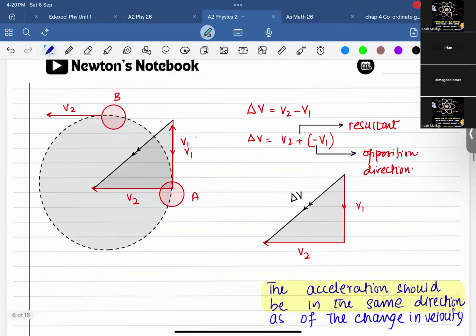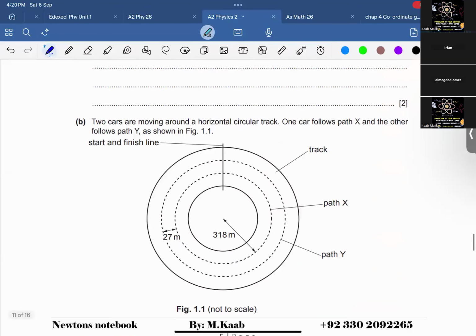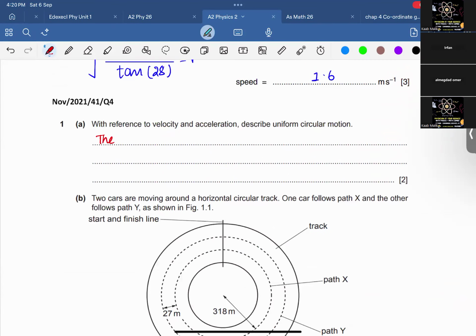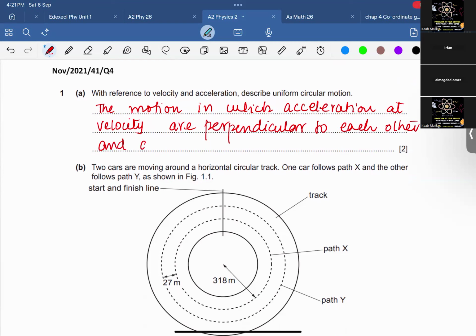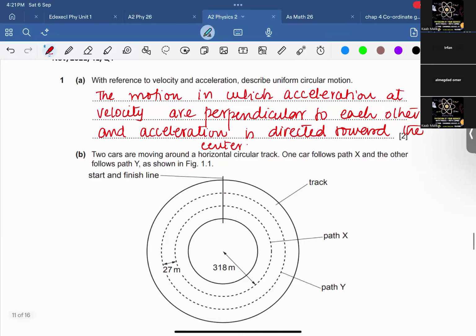Okay, so uniform circular motion is defined as the motion in which acceleration and velocity are perpendicular to each other, and acceleration is directed toward the center. Okay, please move on.